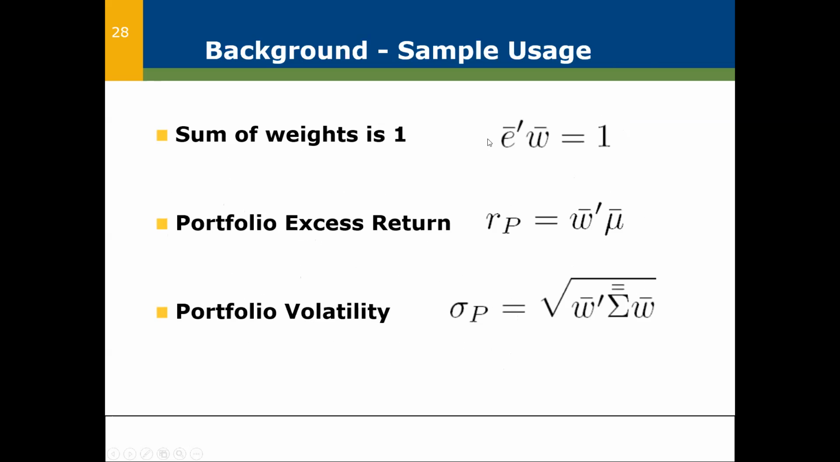Then we have some quantities we'll work with expressed in vector notation. The budget constraint in vector form has weights sum to 1. We have the portfolio excess return given by this product of two vectors, and then we have the portfolio volatility.